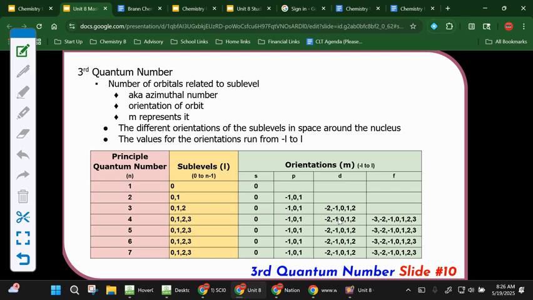Because the F's are the 4th sublevel. So when you get values of 0, 1, 2, and 3 in the 4th energy level, you can have S's, you can have P's, you can have D's, and you can have F's. Questions? Okay.